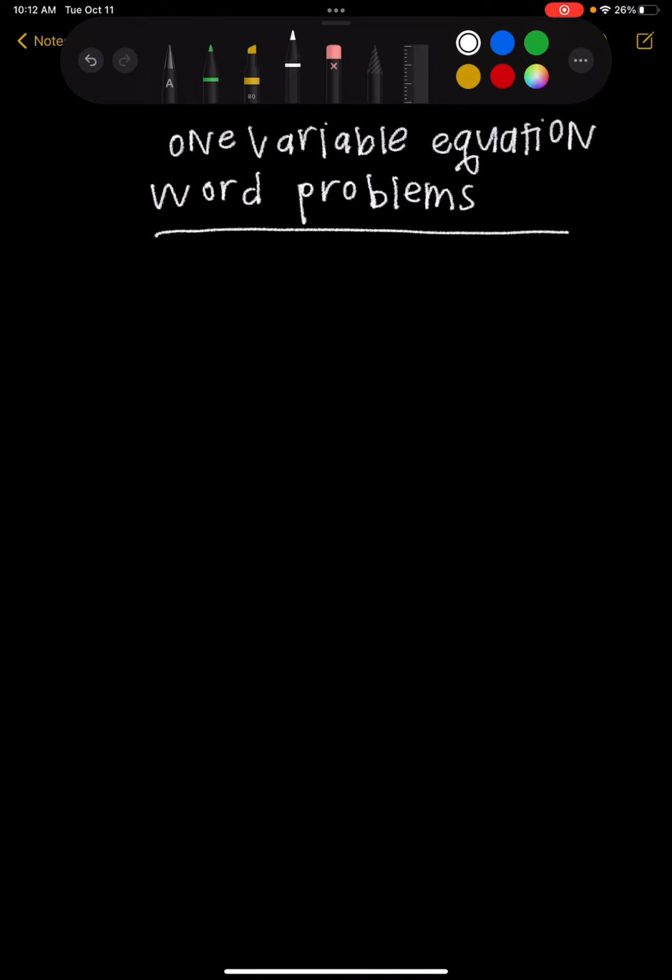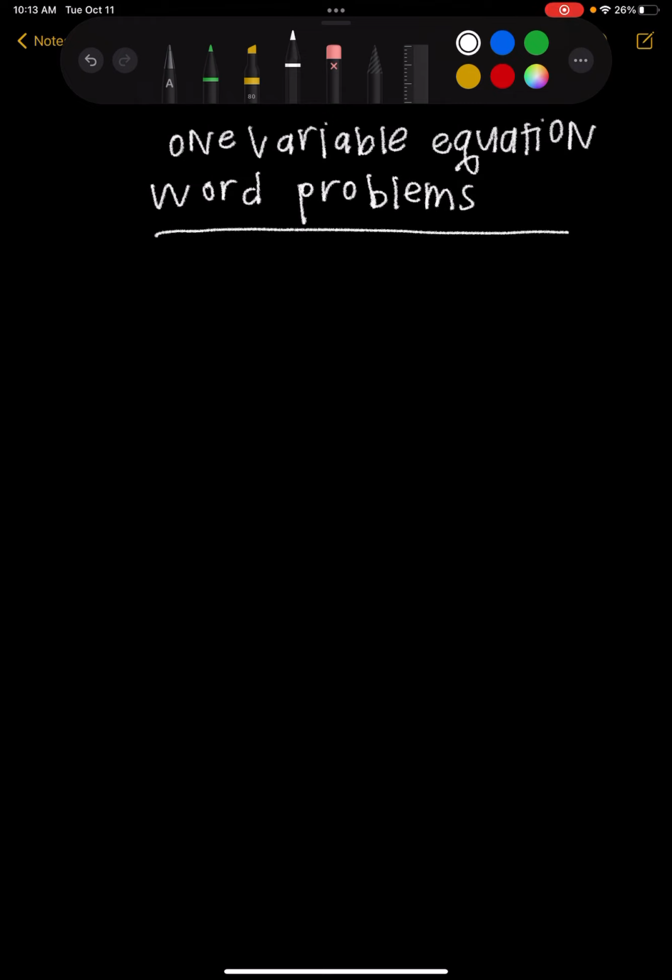Hi everyone, so today we're going to be talking about one variable equation word problems. On these ones, they're just word problems that we are going to set up and solve, set up an equation and then solve that equation for x. So you should have your example paper in front of you.